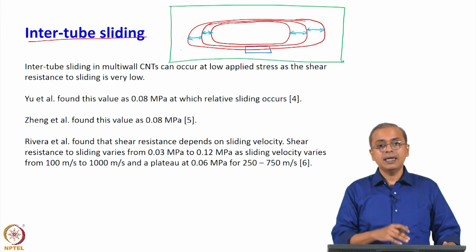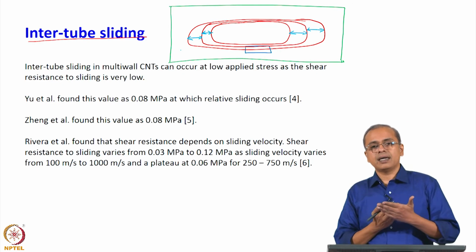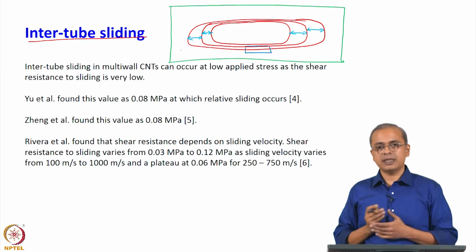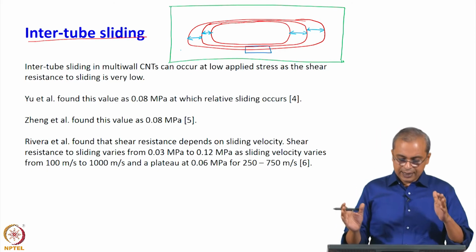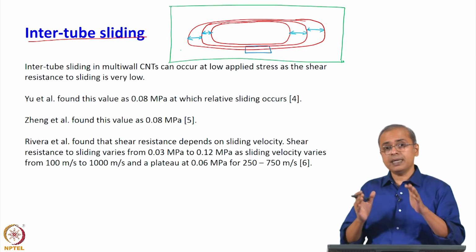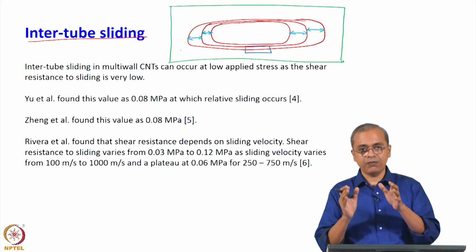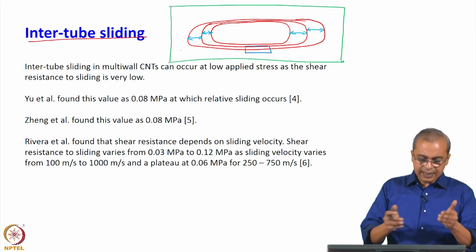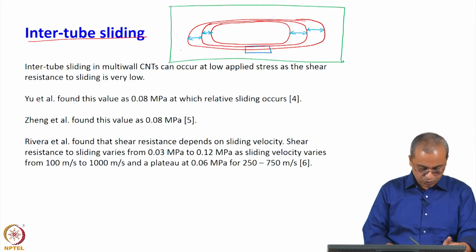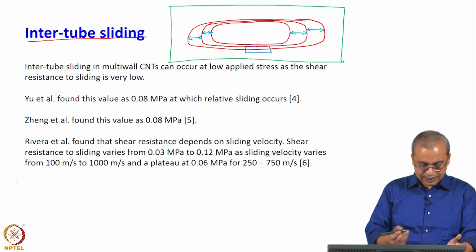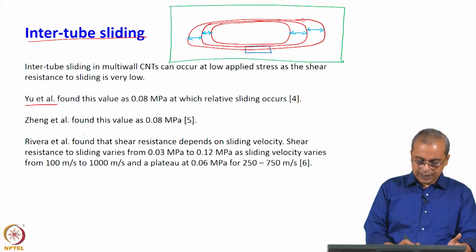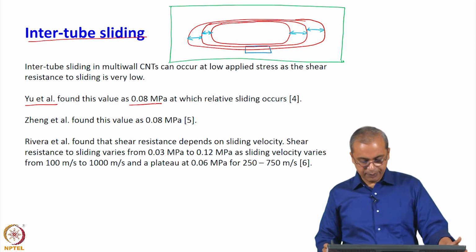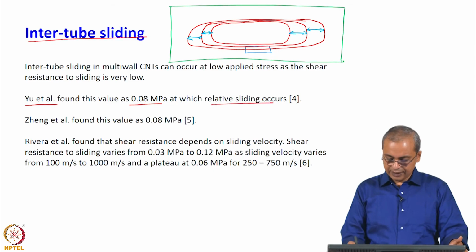So, they can slide, but they are sliding with a restoring force that is relatively weak, because that restoring force is associated with that van der Waals bonding, and presumably a lot less force is required to slide those nanotubes with respect to each other. Again, if you look at the literature, we do not have to do all these things from scratch. There is a group that has found that this value is about 0.08 megapascals at which this relative sliding occurs.